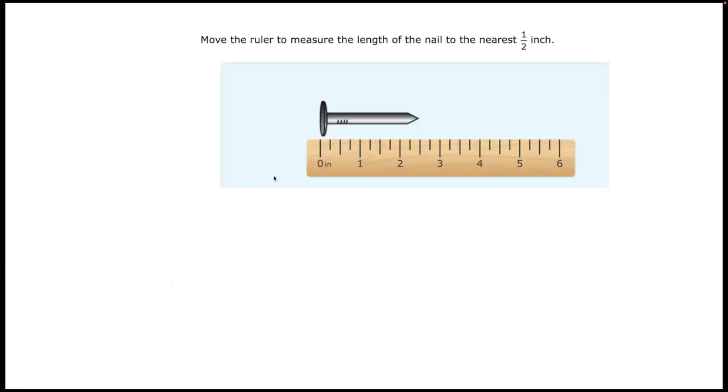All right, this one says measure to the nearest 1/2 of an inch. It's somewhere between 2 and 3. How many markings are there? Well, there's 1, 2, 3, and 4. So this is 1/4, 2/4, 3/4, and 4/4. And we said 2/4 can be reduced into 1/2. So the way I would read this, it goes to 2 1/2 inches, or 2.5 inches.